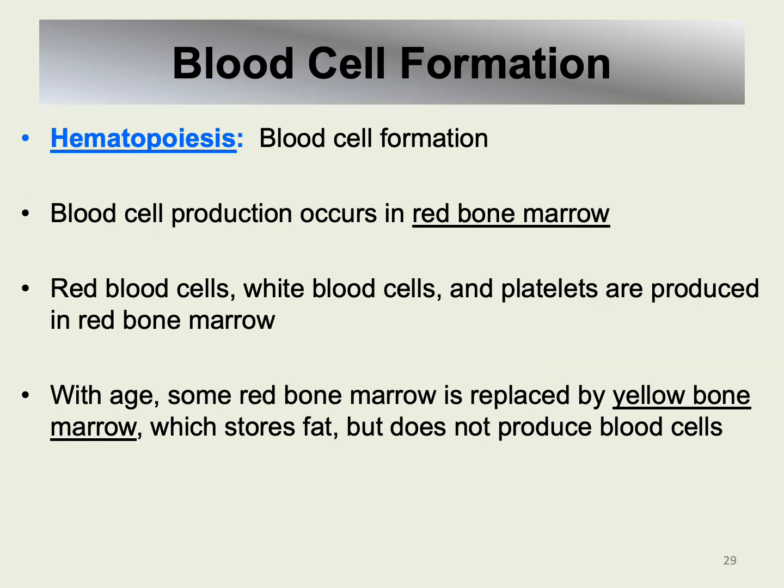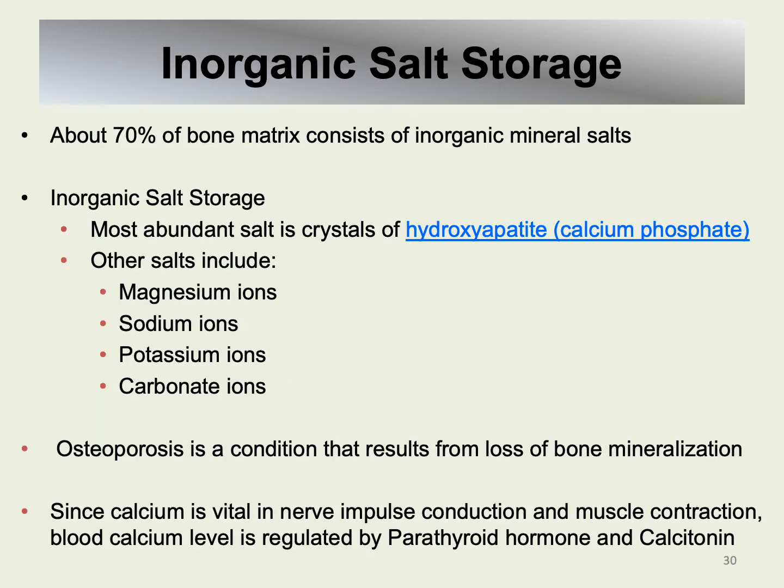Now there's a word, hematopoiesis, that means blood cell formation. Blood cell formation happens in the red bone marrow because red blood cell, white blood cell, and platelet stem cells are hosted in the red bone marrow. By age, some bone marrow is replaced by the yellow bone marrow, and yellow bone marrow is the storage for the fat or triglyceride, and they do not produce blood cells.